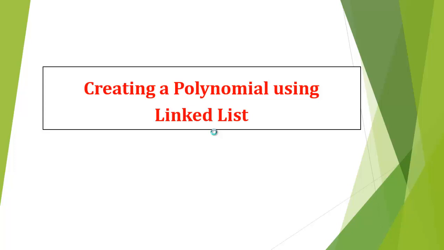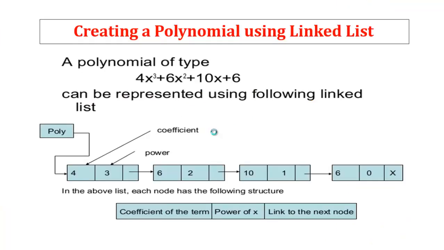Here we are going to see the representation of linked list only using polynomial. First, creating a polynomial using linked list. This is an example. A polynomial of type 4x power 3 plus 6x power 2 plus 10x plus 6 can be represented using the following linked list. A single linked list consists of two fields, one is called the data field and then the address field. But here we are going to consider three different fields. First one is the coefficient, and then the power, that we call exponent. Third one is called the next field. This 4 is the coefficient stored in a data field, and then 3 is the power that we call exponent, the second field, and the third we call an address.